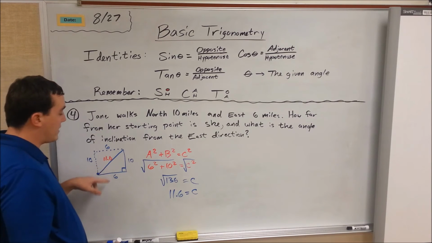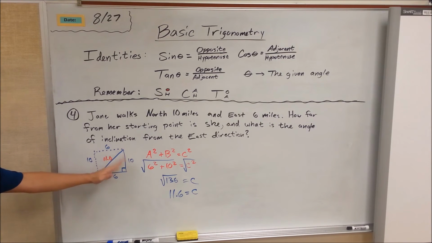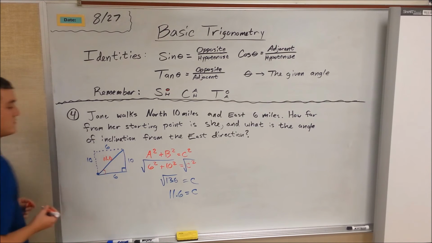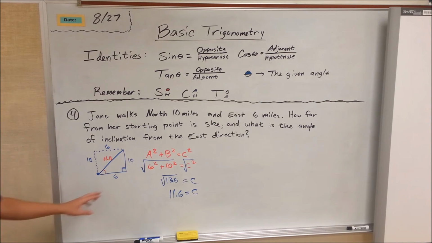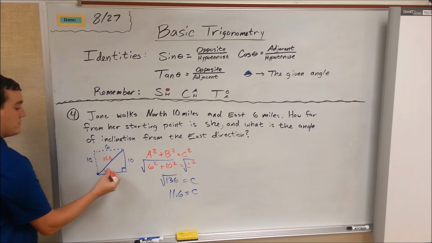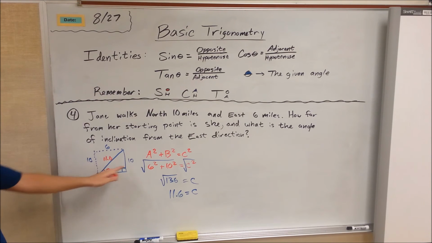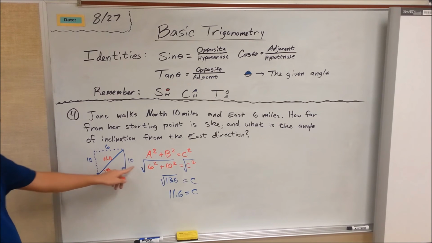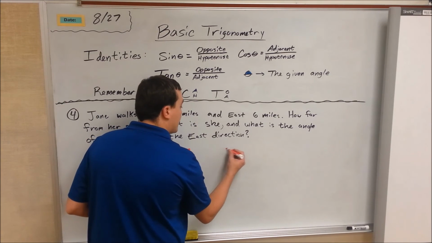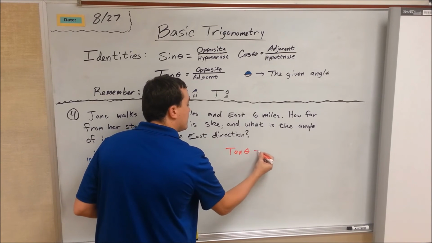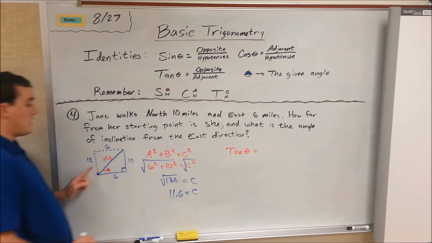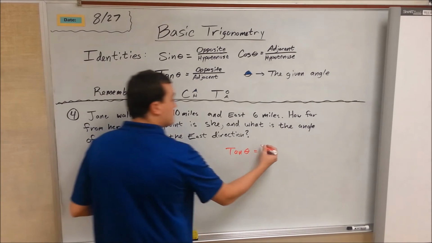Now it also asks for the angle of inclination from the east direction. Okay, so we're looking for this angle right here. Alright, so to find this angle, this is our theta, we need to figure out which one we're using. So we have theta, we have 10, and we have 6. We could use 11.6, but these are perfect numbers, so let's use them. So we have theta, the opposite, and the adjacent. So we need to use tangent of theta equals opposite over adjacent, so 10 over 6.